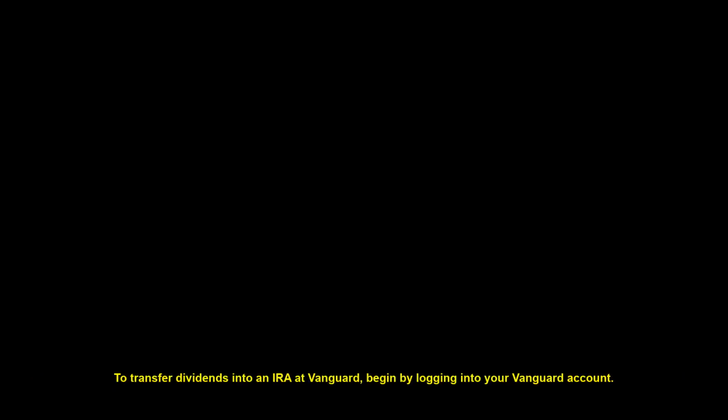To transfer dividends into an IRA at Vanguard, begin by logging into your Vanguard account. Navigate to the My Accounts section on the home page. Select the IRA account you want to transfer dividends into. Locate the Dividends and Distributions option.